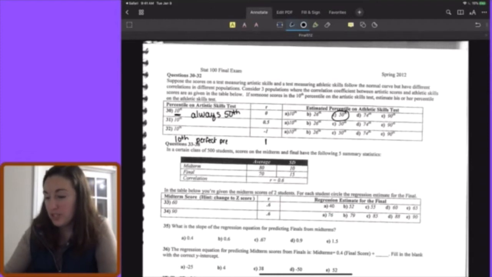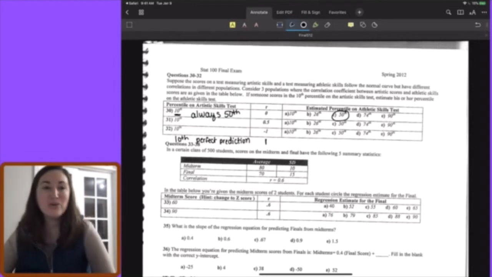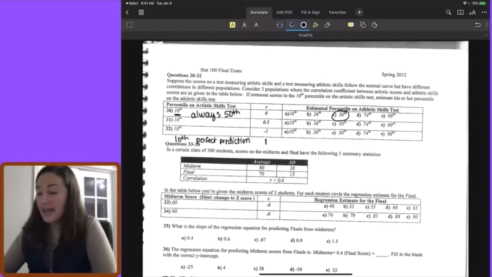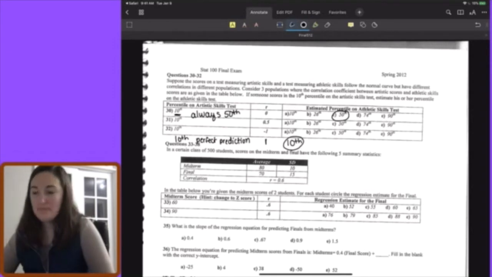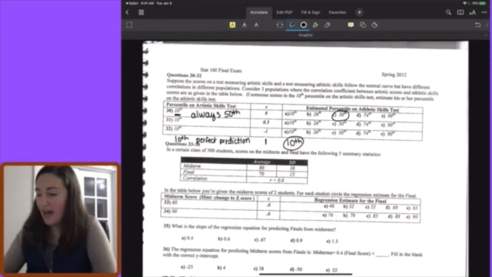Perfect prediction. So that means if you're in the 10th percentile for art, we know exactly what percentile you're in for athletic skills, and it's going to be exactly the same because your z-scores would be exactly the same. So 0.5, looking right here, is in between 0 and 1. So I know my percentile has to be between 10 and 50. So it has to be the 26th.